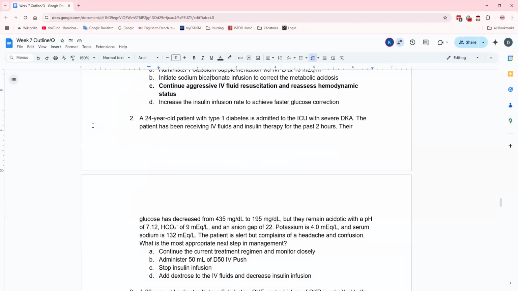Okay, next one is a 24-year-old with type 1 diabetes admitted to the ICU with severe DKA. The patient has been receiving IV fluids and insulin therapy for the past 2 hours. Their glucose has decreased from 435 to 195, but they remain acidotic with a pH of 7.12, bicarb of 9, anion gap of 22. Potassium is 4, and their sodium is 132. The patient is alert, but they're complaining of headache and confusion. What is the most appropriate next step?